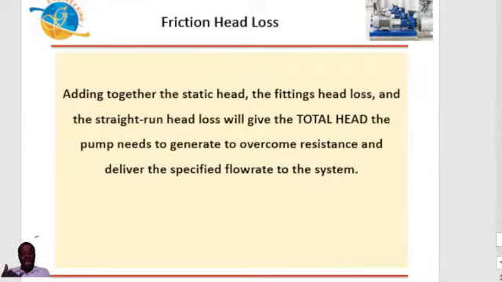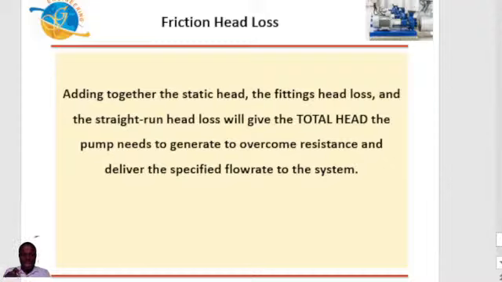So adding together your static head and your what? Your frictional head loss. Your static head in this case is going to be that difference between the height to which the pump can raise the water at the discharge end of the pump, and the liquid level, the suction tank level. That difference is going to be your static head.